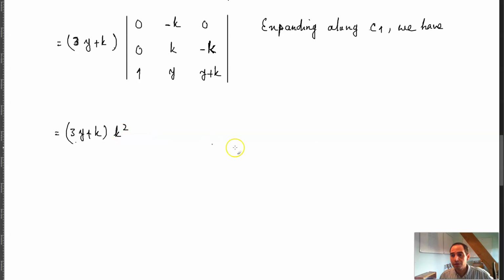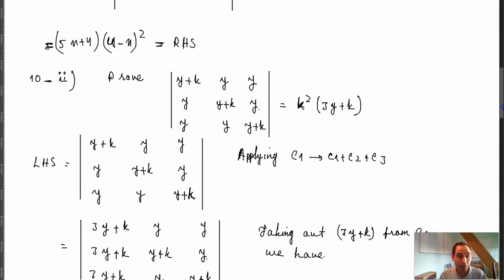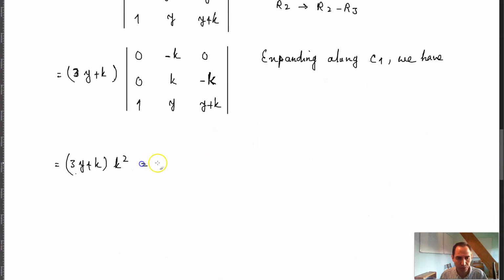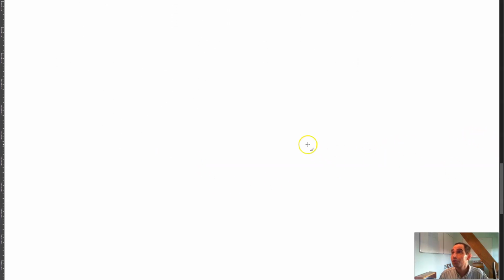And I think that is equal to your RHS: 3y plus k times k squared. This is equal to your RHS. So that was question number 10, part 2.